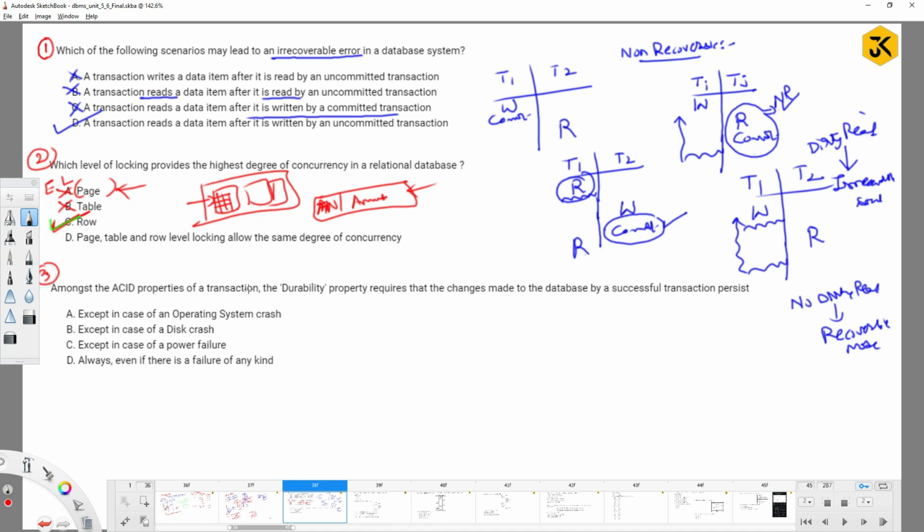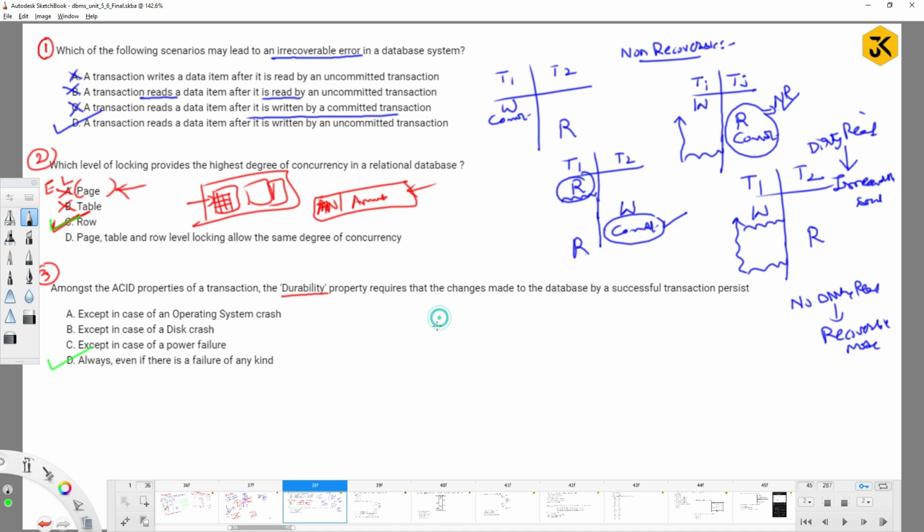Next one. Amongst the ACID properties of transaction, the durability property requires that the changes made to the database by a successful transaction persist, except in case of an operating system crash, except in case of disk crash, except in case of a power failure, always, even if there is a failure of any kind. What is the option? What is the meaning of durability? Permanent, lifelong, right? So even if there is a power failure, even if any calamity happens, our data should not be lost. That's the meaning of durability, right? So simply option D is the correct answer.